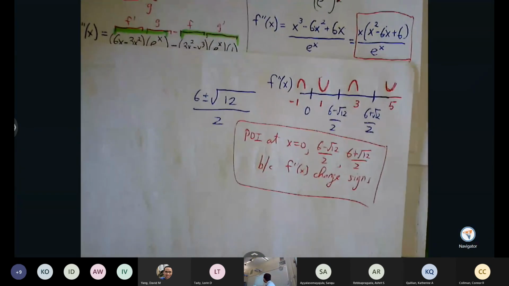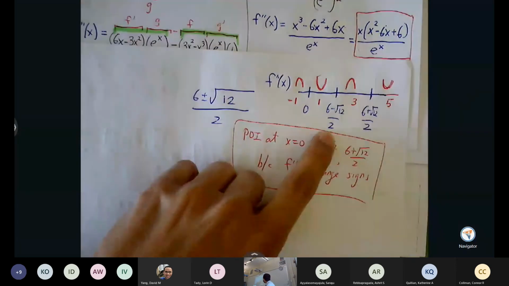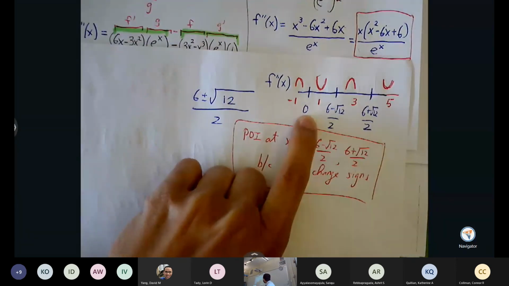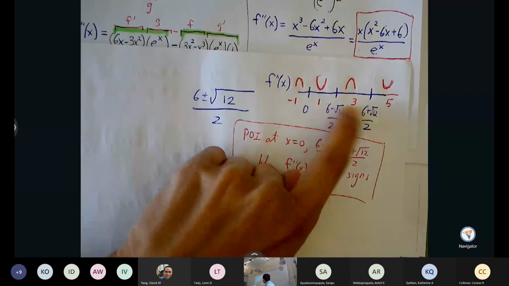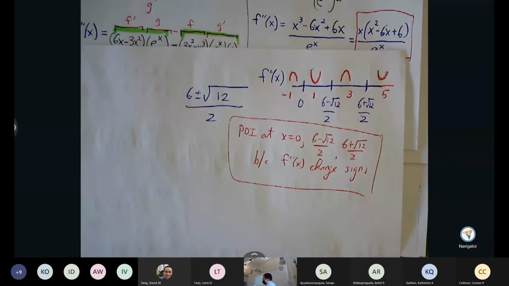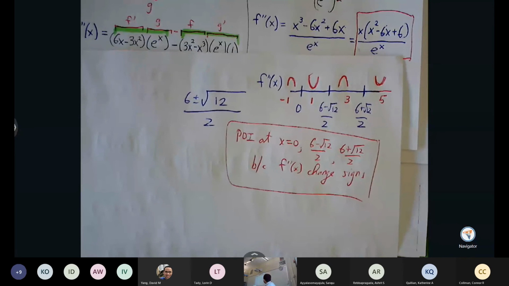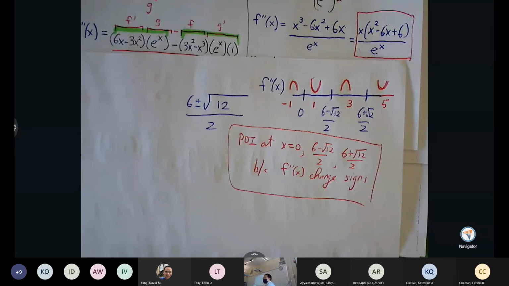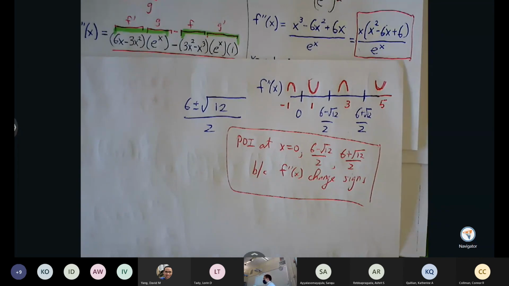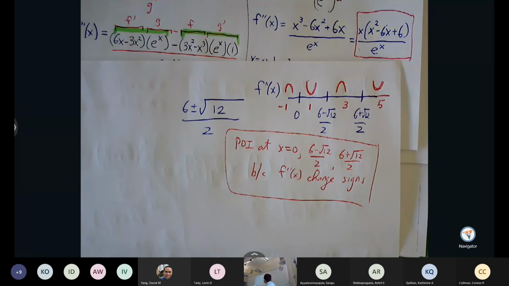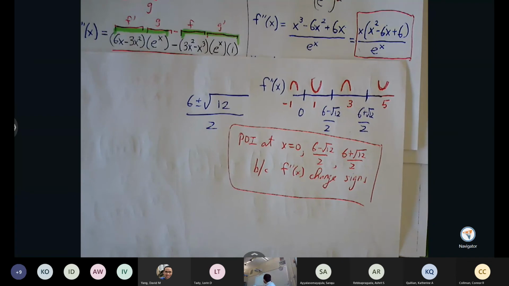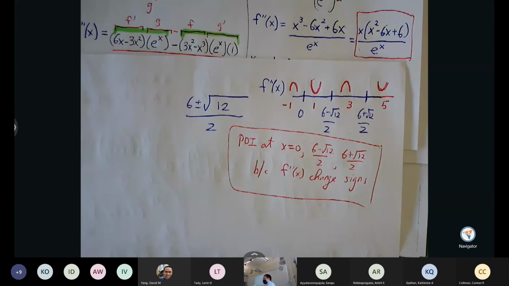We're going to place those critical points onto a sign line, and I'm going to choose values in each interval to test against my second derivative function. I just want to gather information about positives and negatives, right? Positive would tell us that the graph is concave up. Negative would tell us concave down.